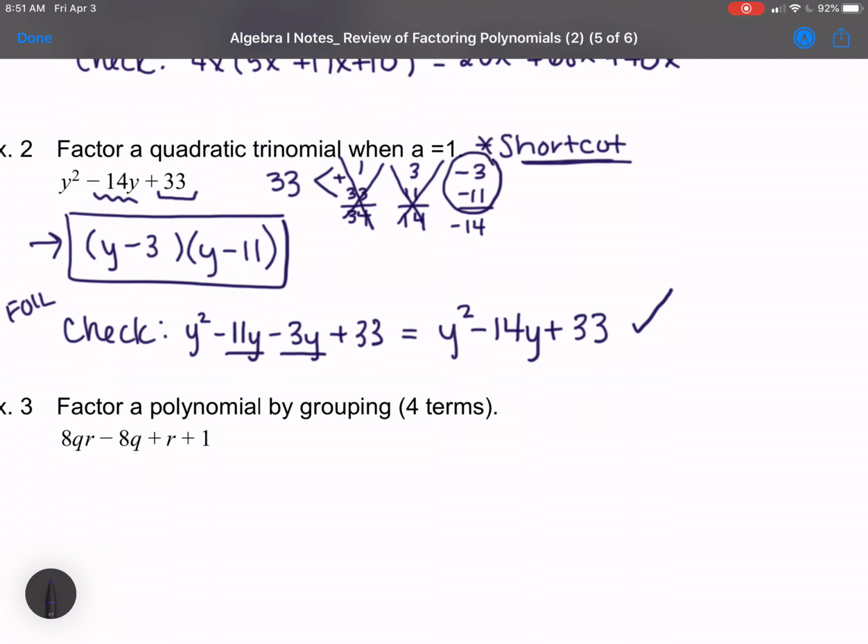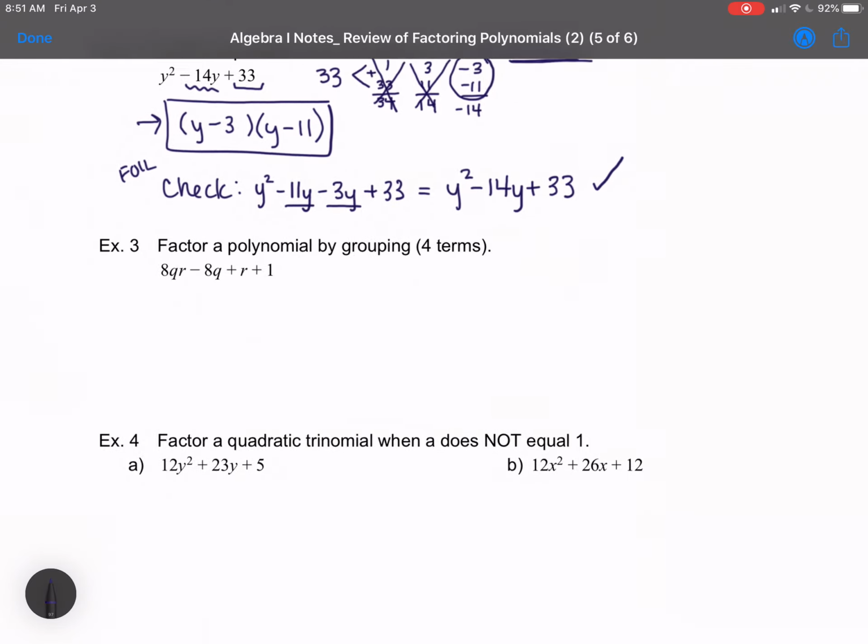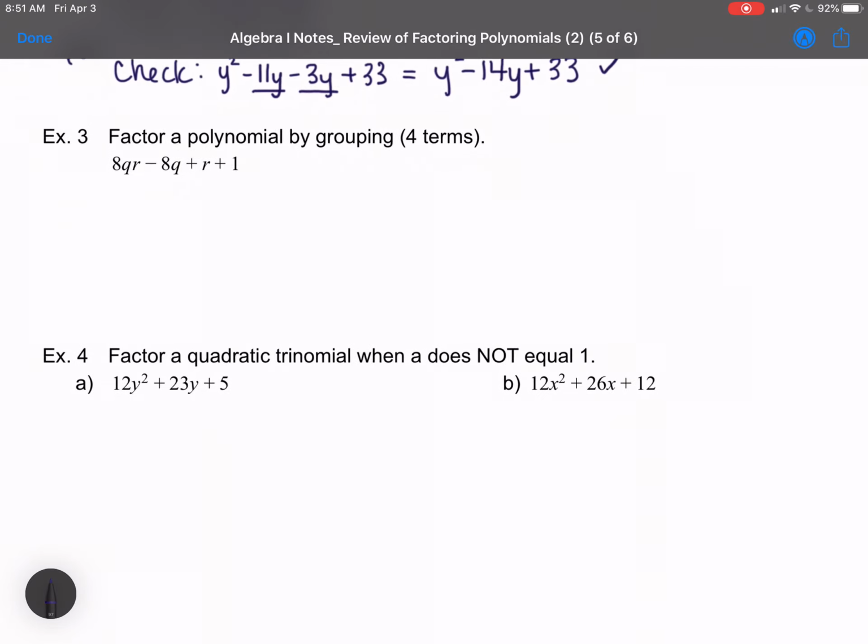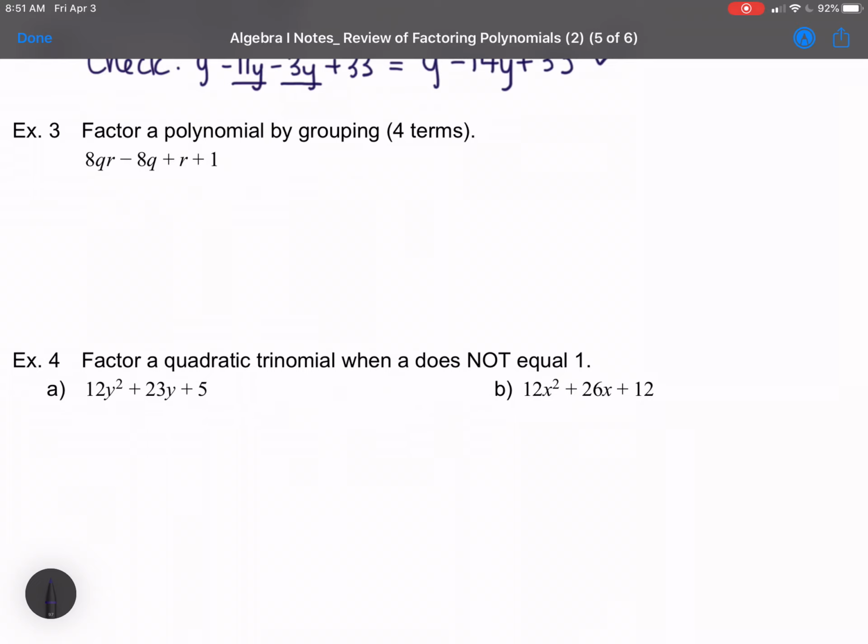All right, example 3, factor a polynomial by grouping. We do this when we have 4 terms. We're going to actually use factor by grouping when we do AC factoring, so that's why we're going to review it. And actually, now that I'm looking at this, I fixed this on your worksheet, but this should be a minus r, not a plus r.